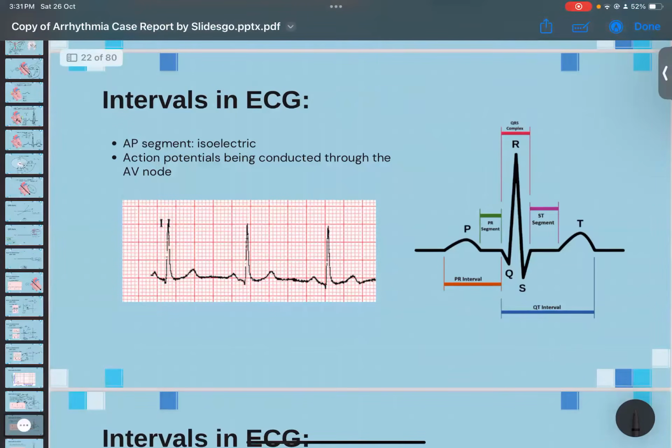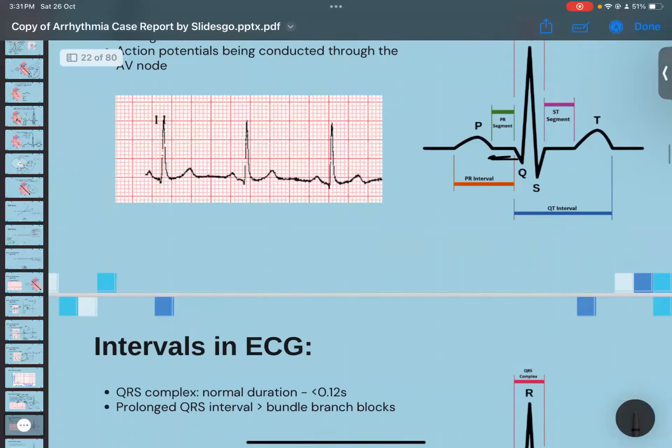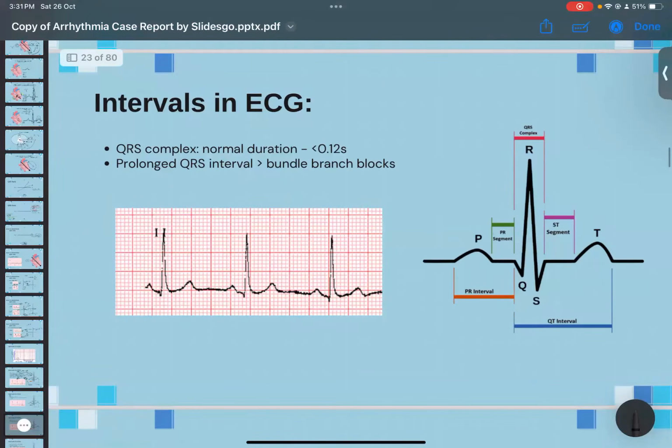I think I meant this as PR segment. Sorry, not AP segment, PR segment. Your PR segment has to be isoelectric. This basically denotes the time that it takes for the action potentials to be conducted through the AV node and then to the ventricles. And then the QRS complex has to be less than 3 small boxes long, which means it has to be less than 0.12 seconds.